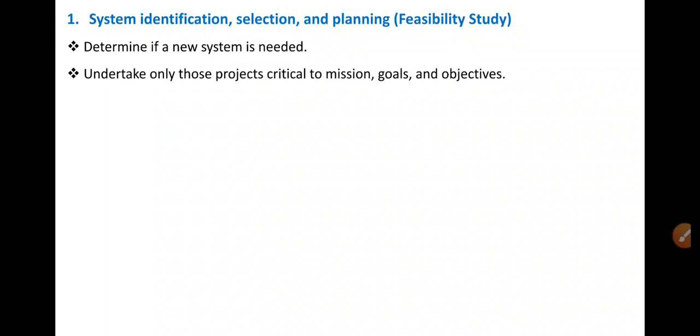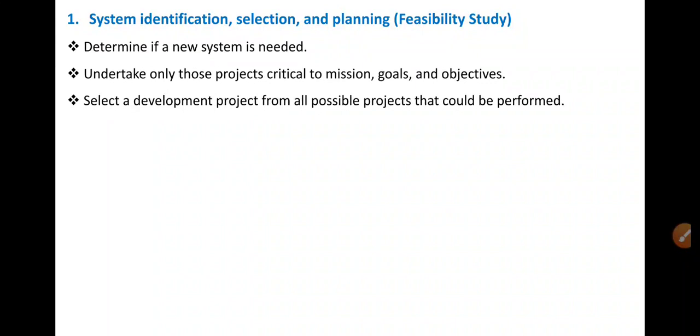So he has to think about the organization's long-term and short-term goals. Then only he can choose to go for development of a new one or updating of an existing information system. Next, he should select a development project from all possible projects that could be performed. He has to think about different alternatives, and by choosing among them he may decide to undertake a new project, keeping in mind the mission, goals and objectives of the organization.